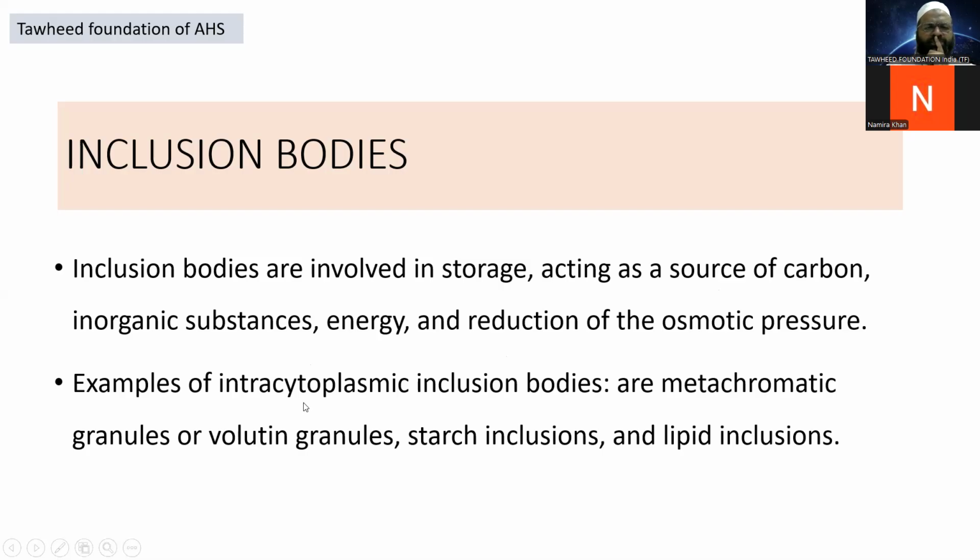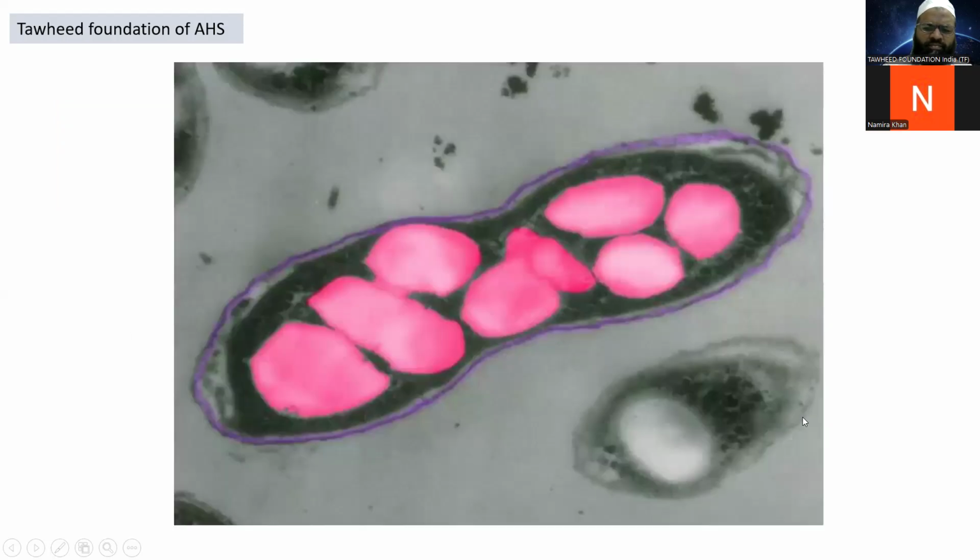Examples of inclusion bodies: metachromatic or volutin granules, starch inclusions, lipid inclusions, and poly-beta-hydroxybutyric acid (PHB). The metachromatic or volutin granules store inorganic phosphate, starch inclusions store polysaccharide, lipid inclusions store lipid compounds, etc. The following diagram, this slide, generally shows the bacterial cytoplasm with visible inclusion bodies depicted as distinct granules or clusters. The structures appear as dense spots or particles within the bacterial cytoplasm.